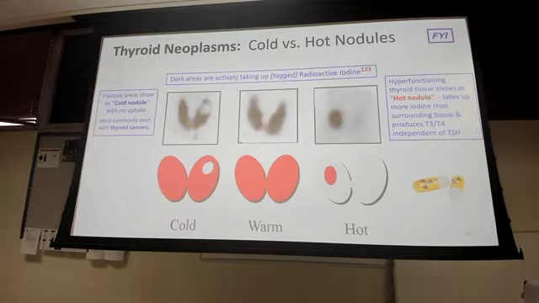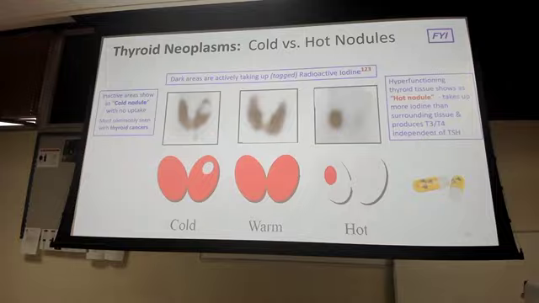They're cold nodules. Okay? The hot nodule, so you got this nodule, and it's taking up a lot of iodine because it's making a lot of T3 and T4. It's making a lot of thyroid hormone. But what's happening to your TSH level? When you have this thyroid nodule that's just making thyroid hormone by itself, what's going to happen to your TSH level? It's going to go down, right?